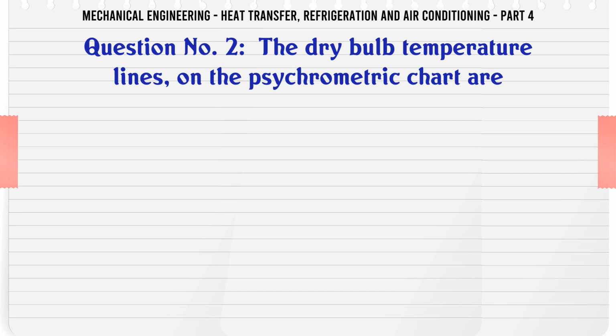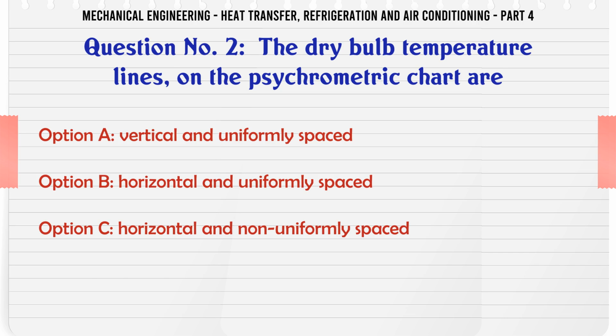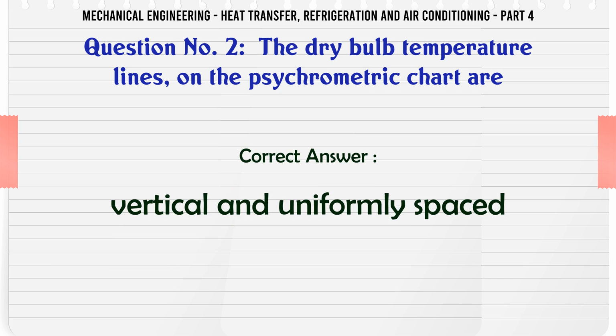The dry bulb temperature lines on the psychrometric chart are A. Vertical and uniformly spaced. B. Horizontal and uniformly spaced. C. Horizontal and non-uniformly spaced. D. Curved lines. The correct answer is vertical and uniformly spaced.